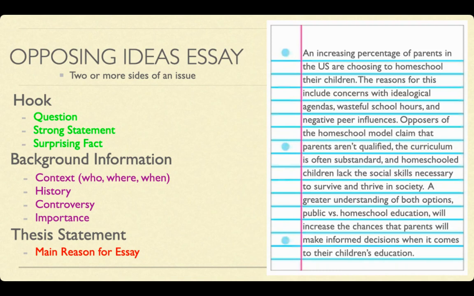An increasing percentage of parents in the U.S. are choosing to homeschool their children. The reasons for this include concerns with ideological agendas, wasteful school hours, and negative peer influences. Opposers of the homeschool model claim that parents aren't qualified, the curriculum is often substandard, and homeschooled children lack the social skills necessary to survive and thrive in society. A greater understanding of both options, public versus homeschool education, will increase the chances that parents will make informed decisions when it comes to their children's education.